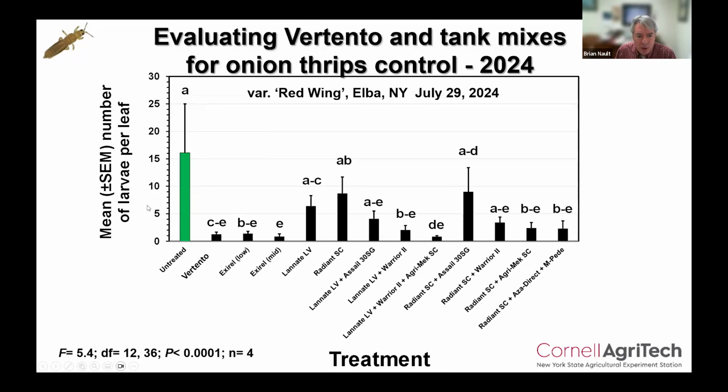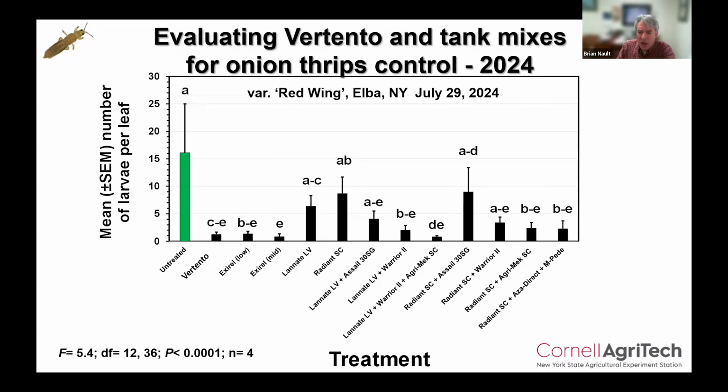So just to orient you, on the y-axis, we have the mean number of thrips larvae per leaf in the different treatments. And in the untreated control, we had a little over 16 larvae per leaf. So again, very high population. And the rest of the different products here.